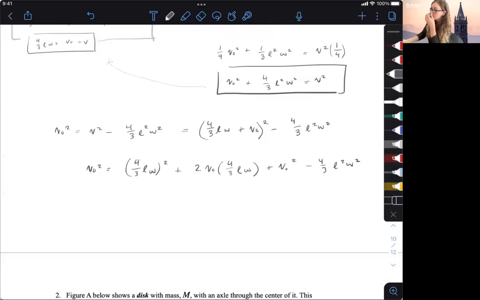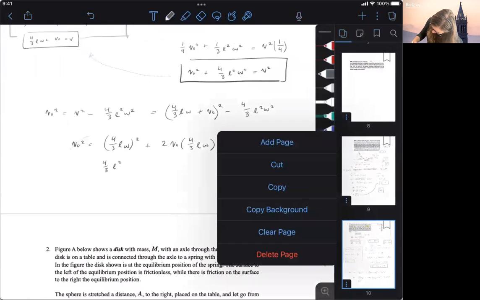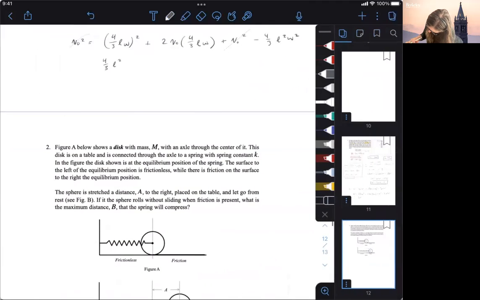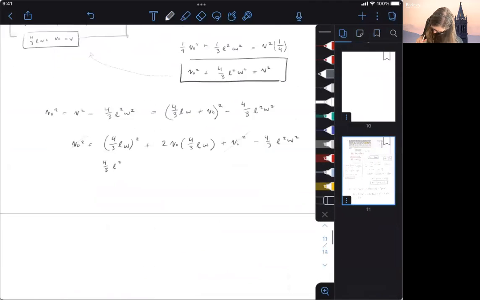Okay, let me just check to make sure I'm doing things right to here. 8/3. Okay, so then we can cancel out this v naught, because we have it on both sides. So cancel this. We're going to move some stuff around. So then everything is times 4/3 L squared. This is a little bit ambitious with the time I have left, but oh, sorry, I added a page in the wrong place. That was not helpful. Okay.